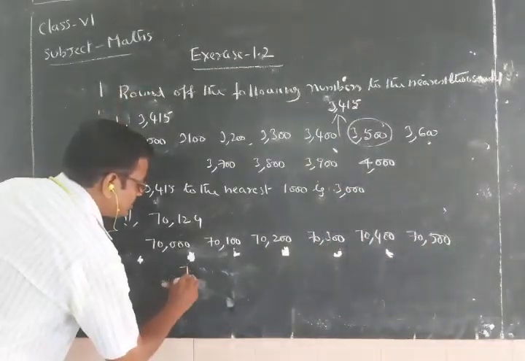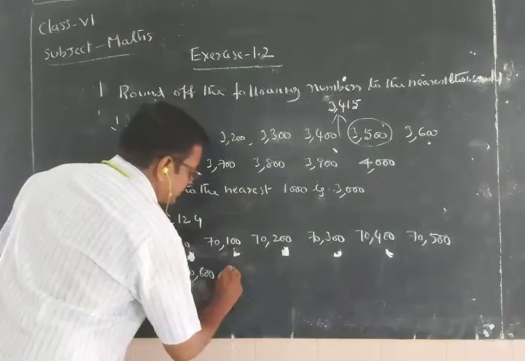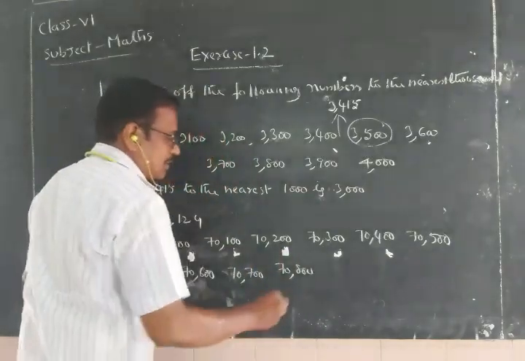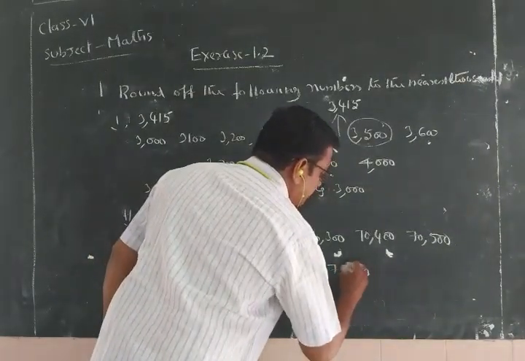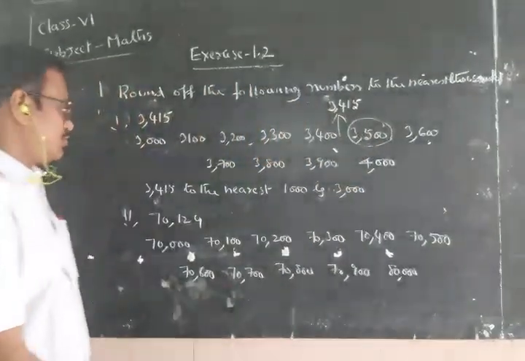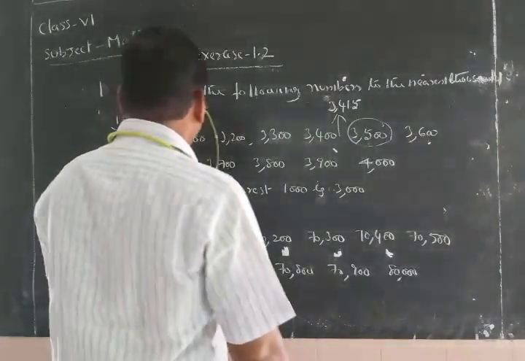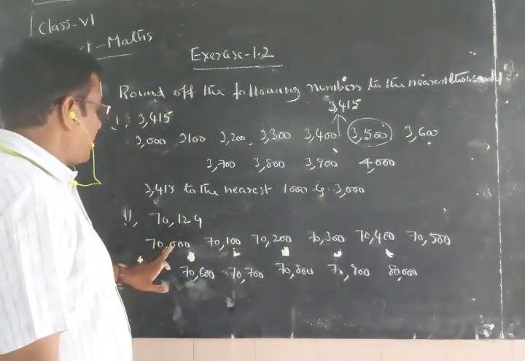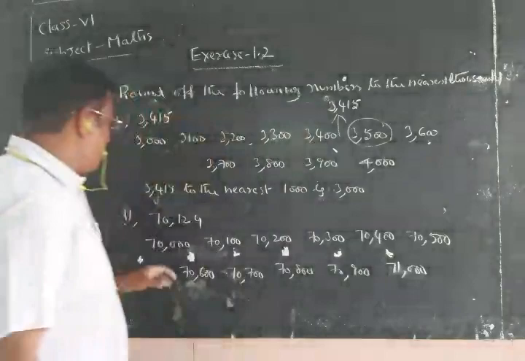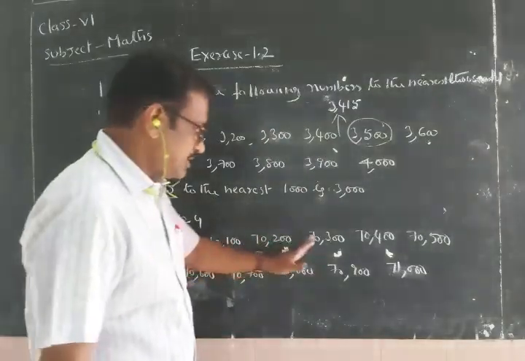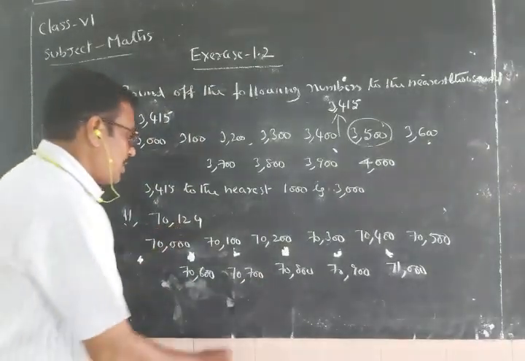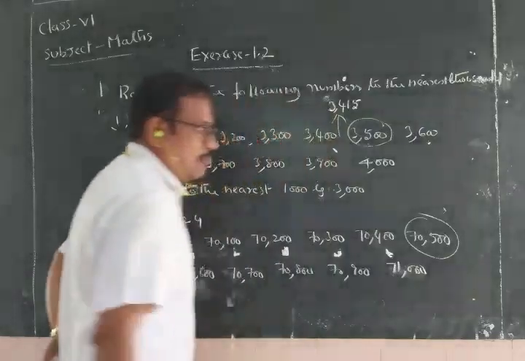Okay, 70,600, 70,700, 70,800, 70,900, and then 71,000. So now 70,000, 70,100, 70,200, 70,300, 70,400, 70,500. Now, what is the middle of the number? 70,500 is the middle of the number.